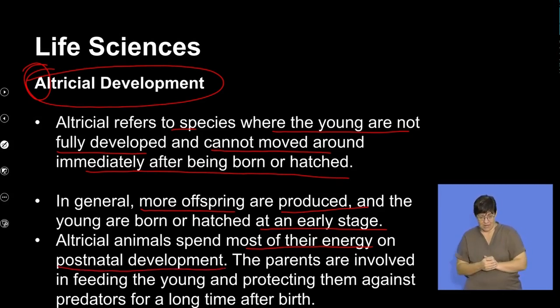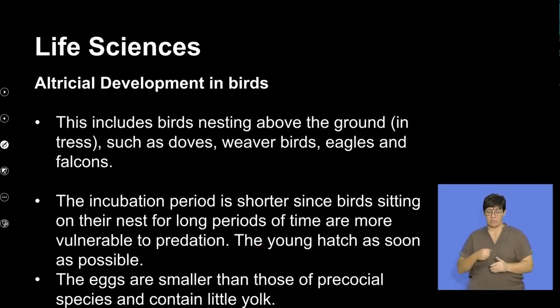The parents are involved in feeding the young and protecting them against predators for a long time after birth. If we compare these to our precocial development in birds, you'll find that in birds that are altricial, these birds are nesting above the ground. When we compare that to precocial, these were birds that were nesting on the ground.